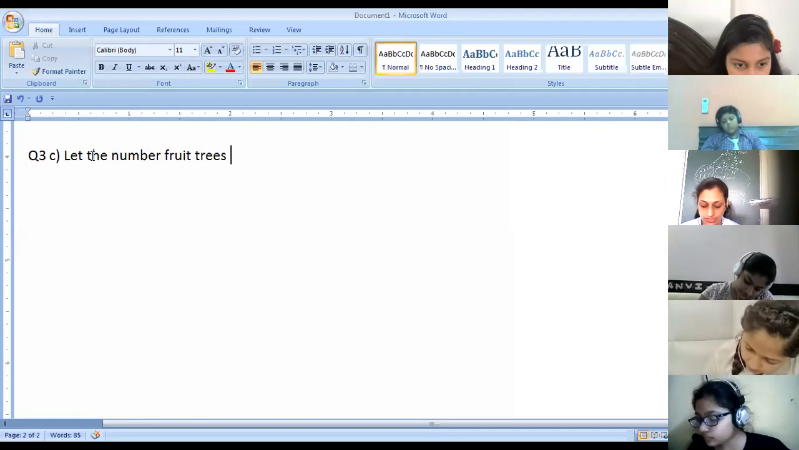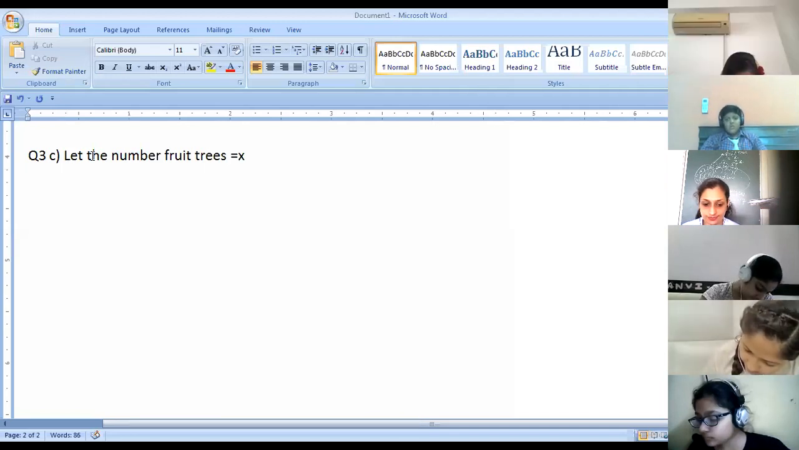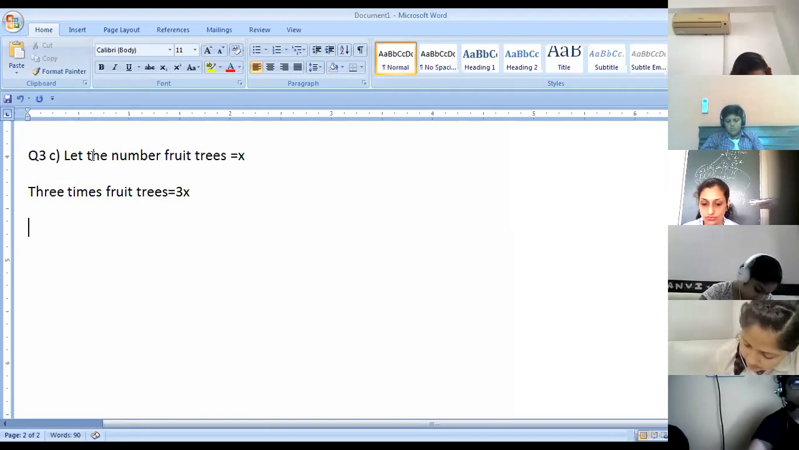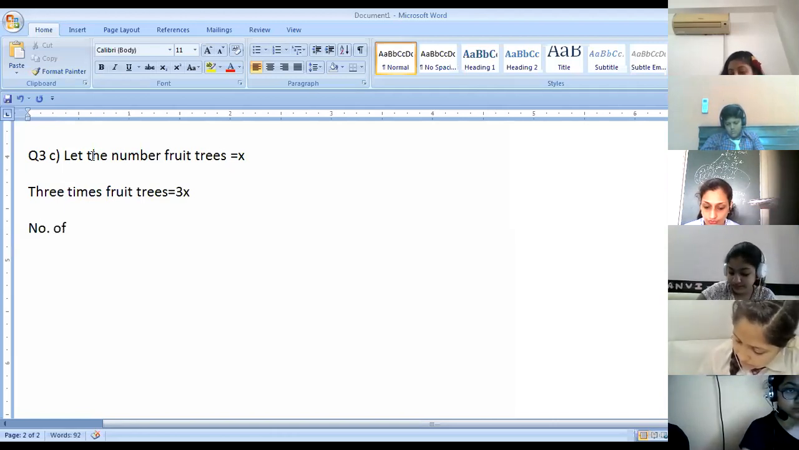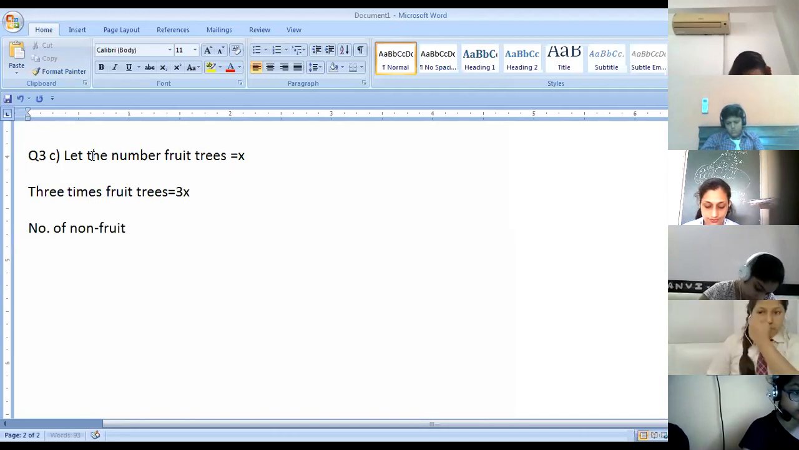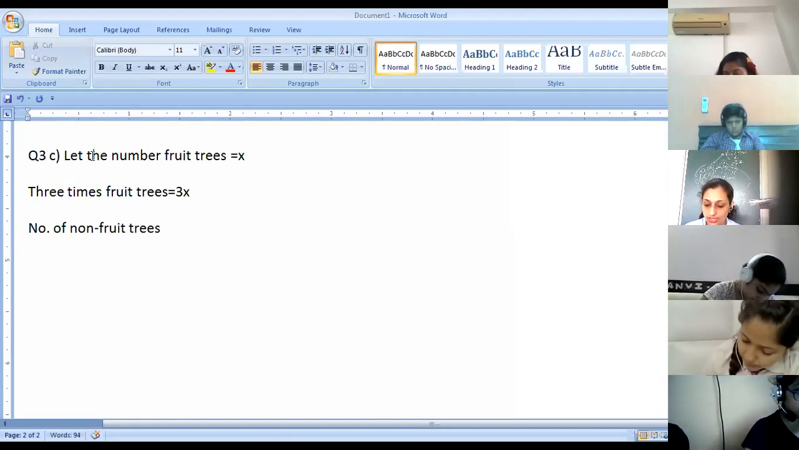Let the number of fruit trees be x. And they are asking 3 times fruit trees. How much will be? 3 times fruit trees, 3x. Yes, 3x. So 3 times fruit trees will be 3x. Now we have to take out number of non-fruit trees. Number of non-fruit trees are how much given? 77.